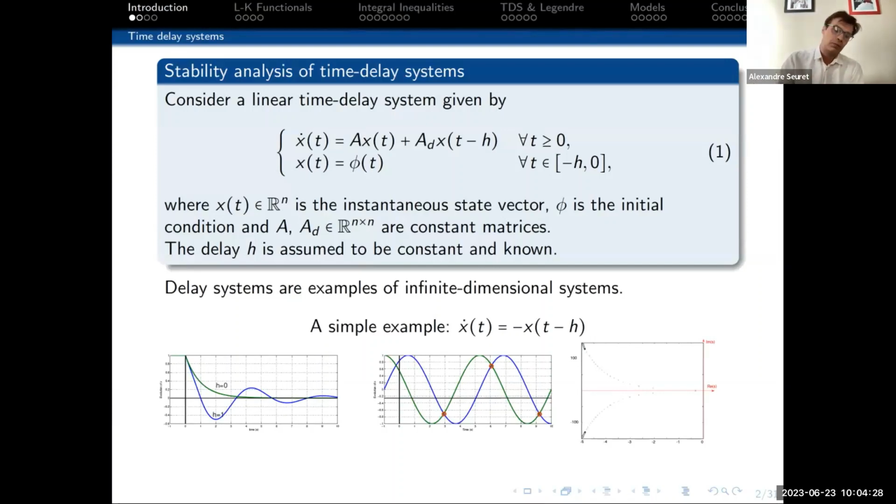To see that, you may look at the fact that for this simple example of dimension one, depending on the value of the delay, you may have behaviors that are usually encountered when you have multiple poles. In these figures, you see that this oscillatory behavior is something that is not expected for systems of dimension one. Another way to see that it is infinite dimensional: if you take the particular value of a delay h that is equal to pi over 2, you know that there are two solutions to this simple equation that are sine and cosine functions.